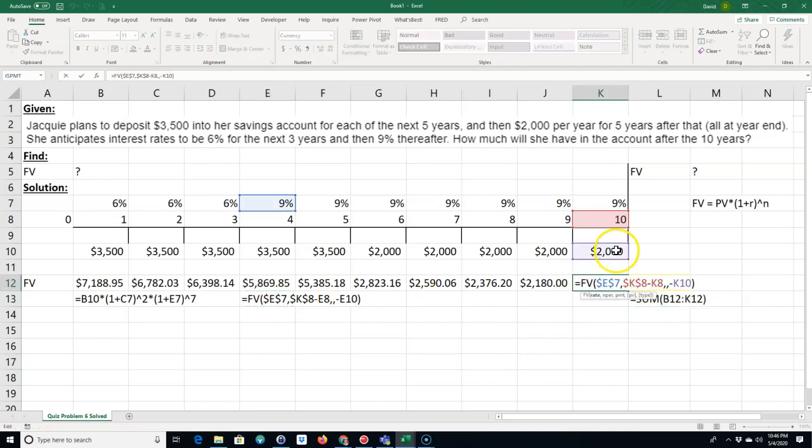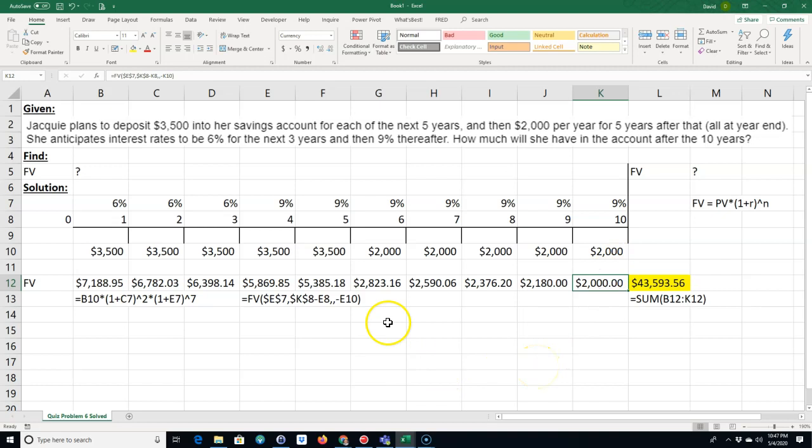Okay, so if you look at this last one, you see it's $2,000, and the rate is using the 9% still. It's going to be 10 minus 10, which is 0. So it's over 0 periods. That's why it comes out that way. It makes sense because I put the $2,000 here and then I took it out right away. So it had no interest. It didn't earn any interest.